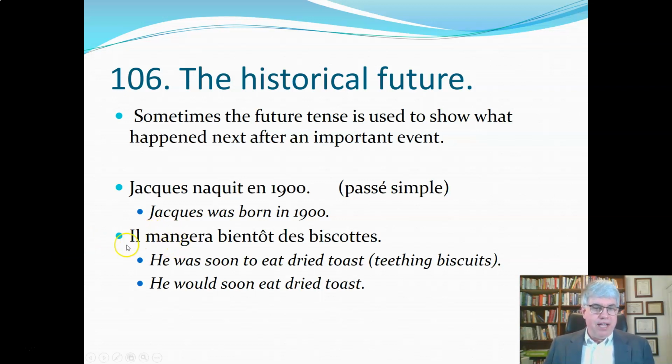So we could translate this: he was soon to eat some dried toast or teething biscuits. Literally, it says he will soon eat some dried toast, but we wouldn't say that after Jacques was born in 1900. We would say he was soon to eat some dried toast, or he would soon eat dried toast. So here we're going to translate future as something different, indicating a succession of events that was future from the point of our start, but still very much the past. So that's the historical future.